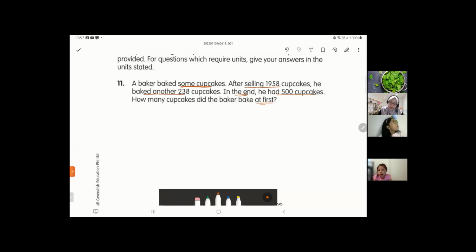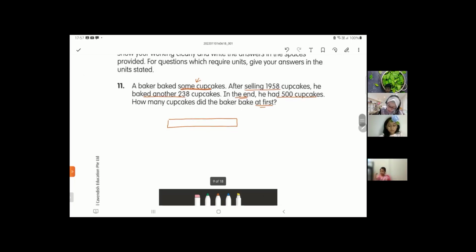Okay, what we can do here is he baked some cupcakes, right? So I'm going to draw a whole model. You know, a whole model looks like this. Just one line this way. One bar model. Okay. So what happened is out of these whole cupcakes that he have, he sold some of it. Let's say that whatever he sold is this much cupcakes. This one is what he sold. And it's 1958. Okay, this is what he sold.